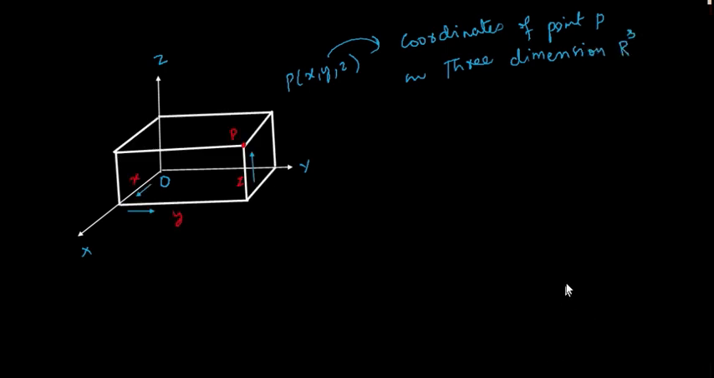To locate the position of the point P, as shown in the figure, we shall first move from the origin, the point O, along the x-axis to the point X, and then we shall move parallel to the y-axis, and then we shall move parallel to the z-axis to the point P. So in this case, this will be the position of the point P in three dimensions, whose coordinates will be defined by x, y, z.